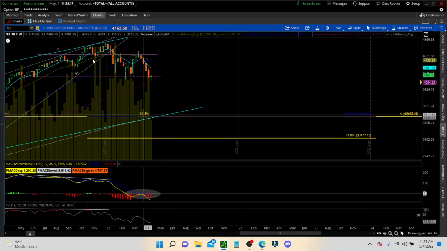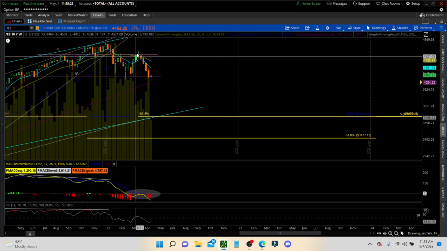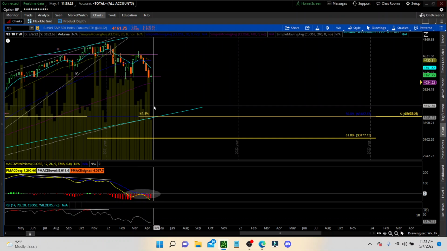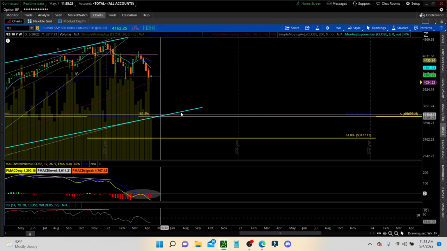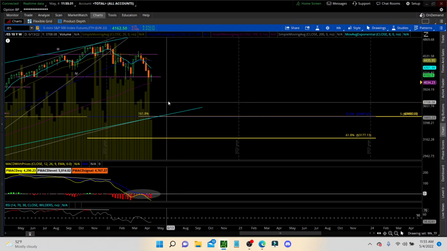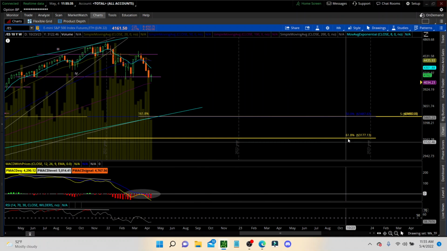Okay, so we end the series here. Possible 1, 2, and looking for wave 3 down to 50%, which would be right to the bottom of the channel. Maybe pop up for a 4 and head back down all the way to 618.